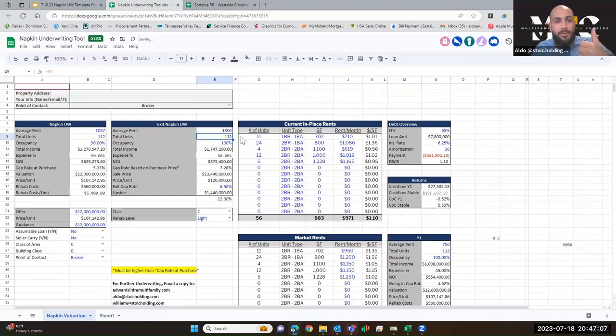And that's been corroborated. We've done our walkthroughs. We've talked to people in the market. We've talked to the experts, et cetera. And let's see. We're going to say that we want to drive occupancy up.